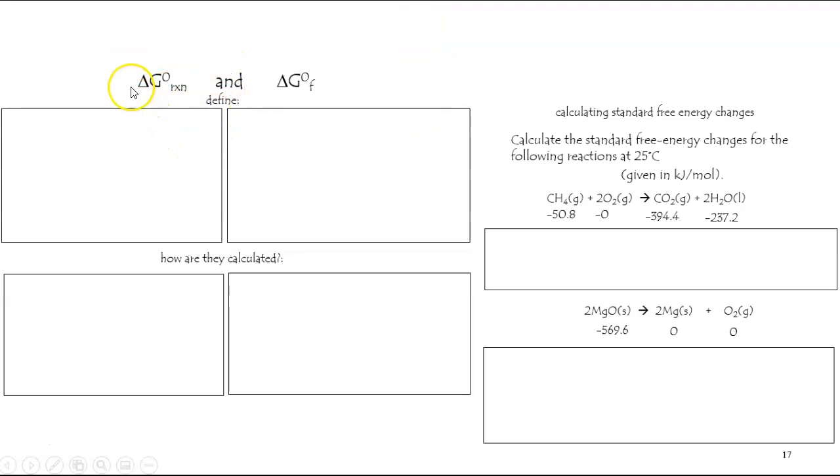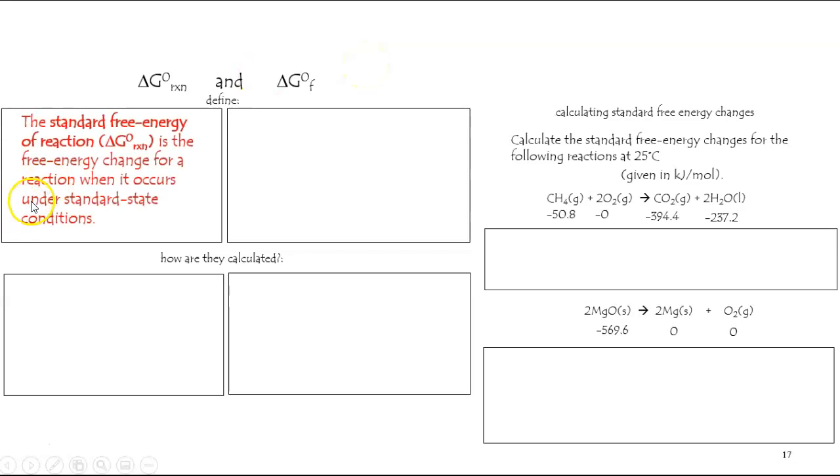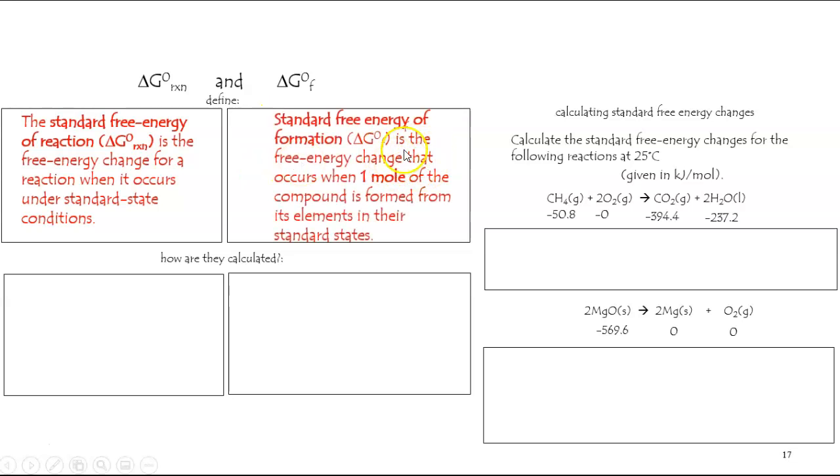You'll see terms such as the change in the free energy of a reaction and the change in the free energy of formation, right? What are they? Well, this would be the standard free energy change for a reaction when it occurs under standard state conditions for a chemical reaction. This, for the formation, would be the change that occurs when 1 mole of the compound is formed from the elements in their standard states.